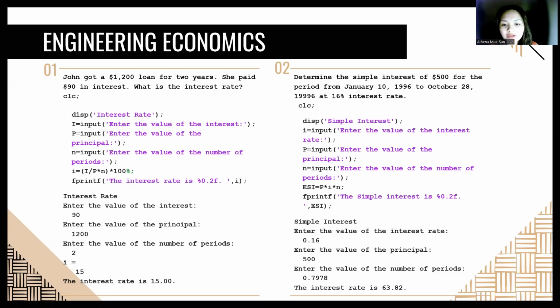So number 2, determine the simple interest of $500 for the period from January 10, 1996 to October 28, 1996 at 16% interest rate. So this time we need to find the simple interest. So we need the interest rate, which is equals to 0.16. Enter the value of the principal, which is 500. The value of the number of periods, which is 0.7978. And the interest rate is 63.82.